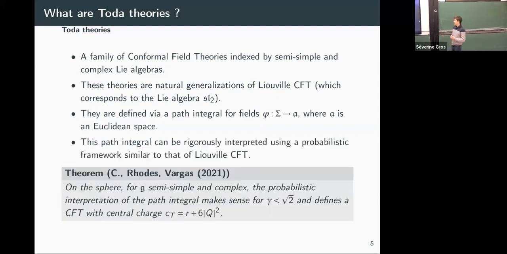So you can do the same thing with Toda theories, and in the end, you can interpret everything in terms of probability, and you end up defining a conformal field theory. And the central charge is, again, expressed in terms of the background charge. I won't put in details because it's a bit long to explain the algebra things. I just ask you to trust me.